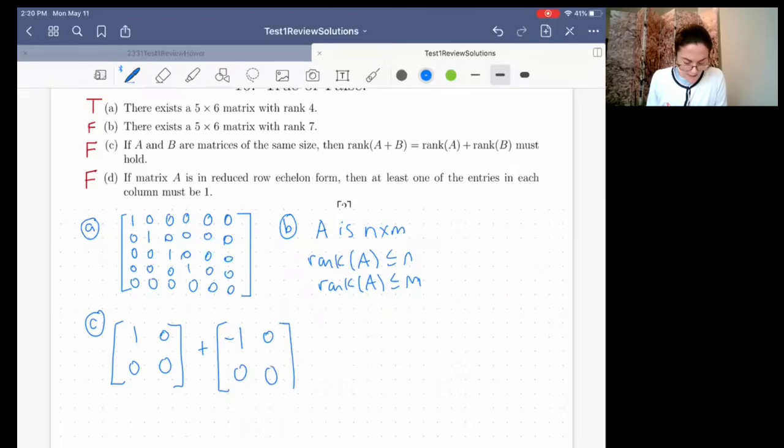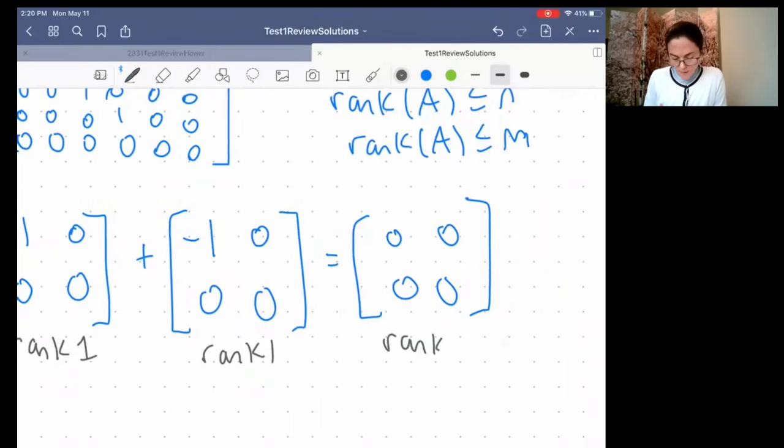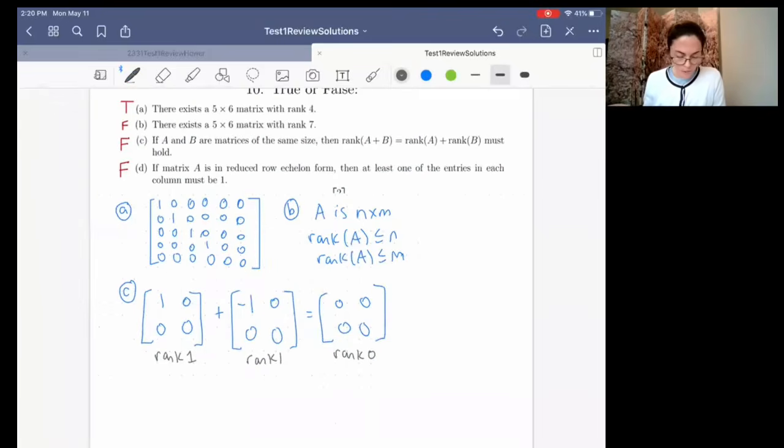And what's the rank of this? It's 1, right? Good. The first one's already in reduced row echelon form. The second matrix I wrote, to get it to reduced row echelon form, just multiply through by -1. But these two sum to the 0 matrix. And here, the rank is 1. The rank is 1. And we add them up and we get something of rank 0, which is not 1 plus 1. Okay, so this is why C is false.